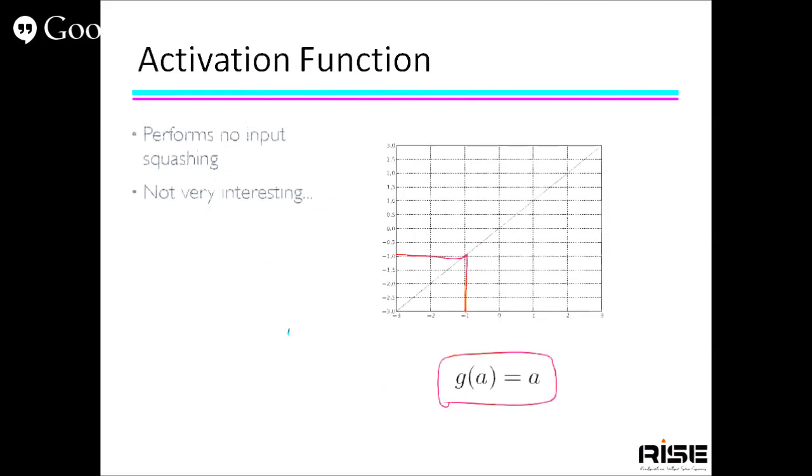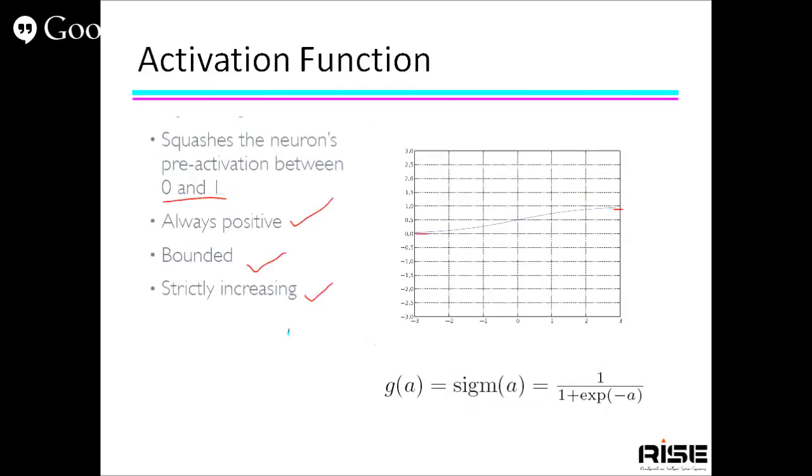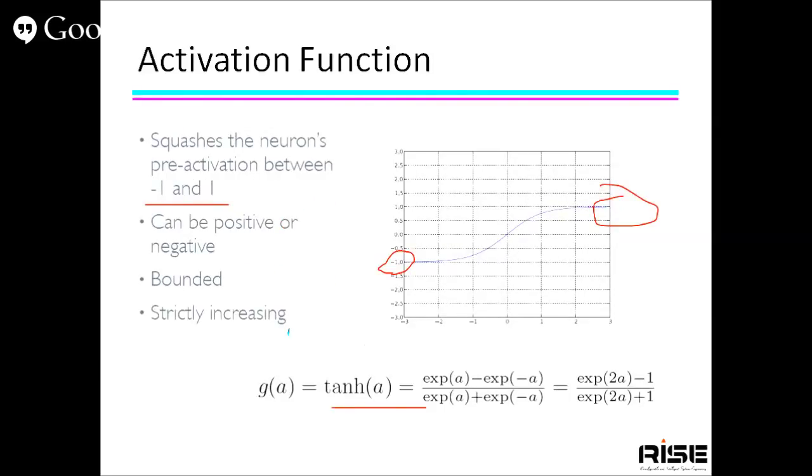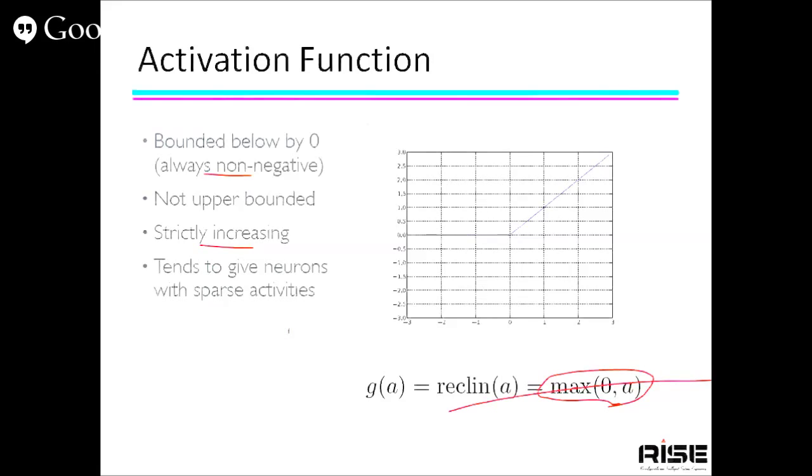So what we have seen so far are four activation functions. This is the constant activation function, this is the sigmoid activation function from 0 to 1, this is the tanh activation function, which is from -1 to 1, and this is the rectilinear activation function, which will emit 0 when there is a negative pre-activation and emit the same pre-activation when it is positive.